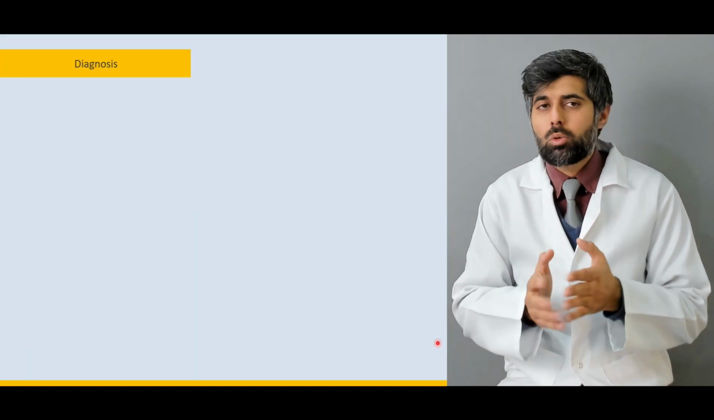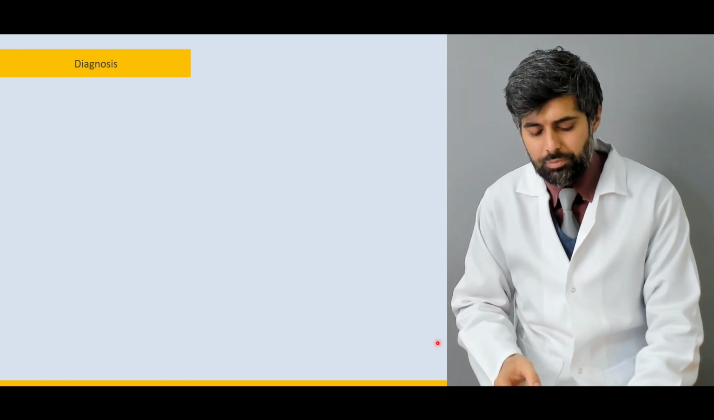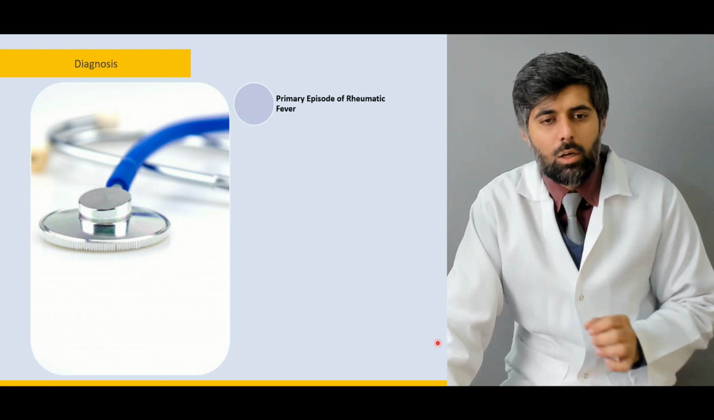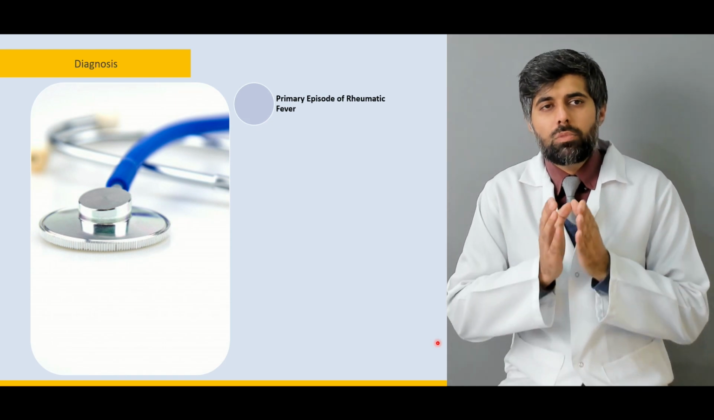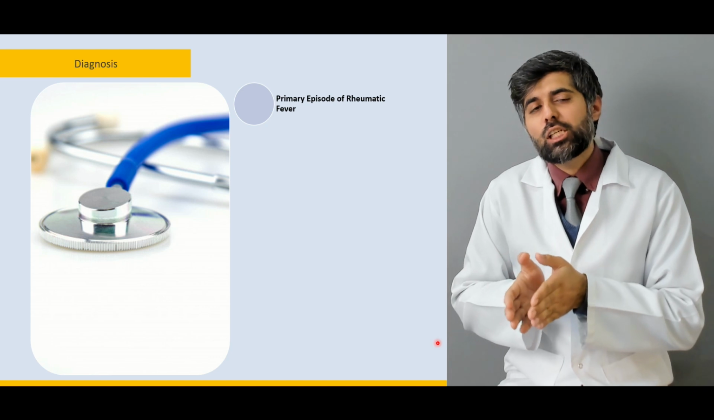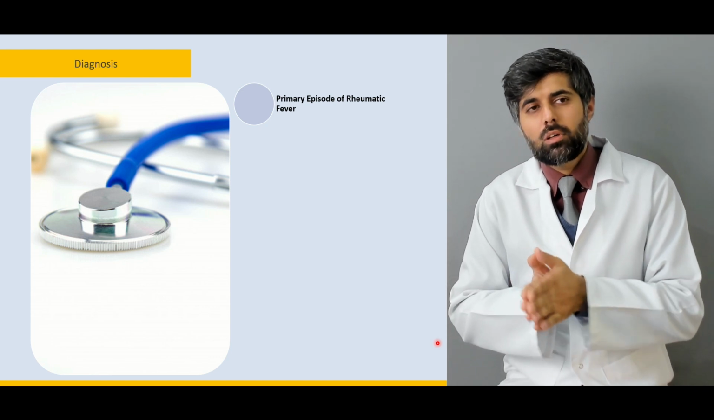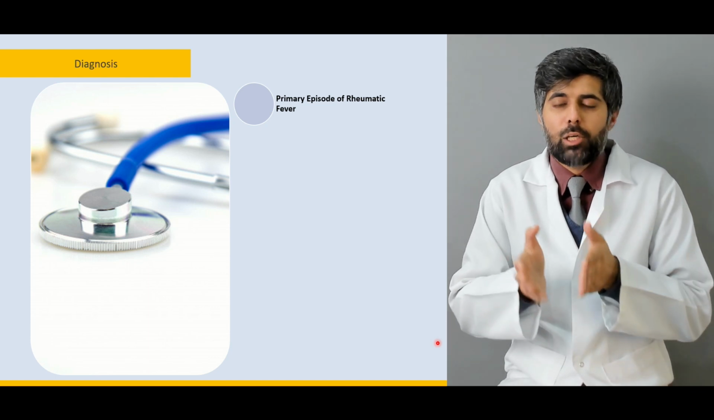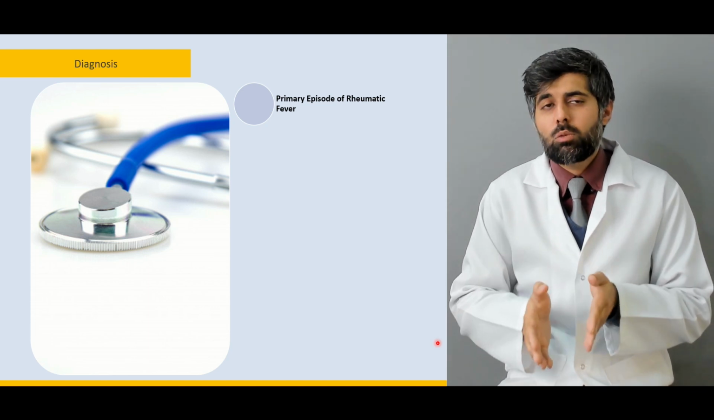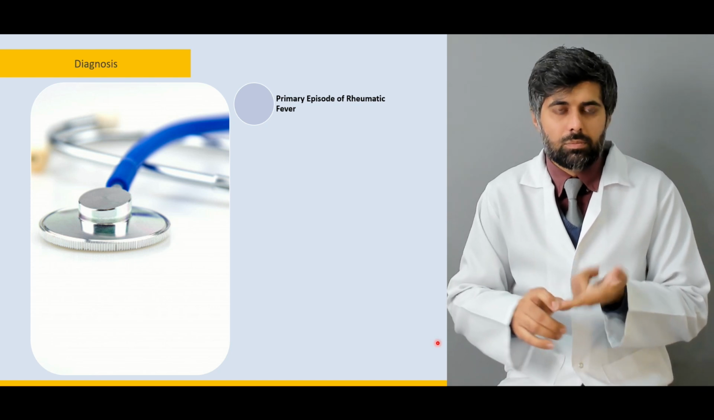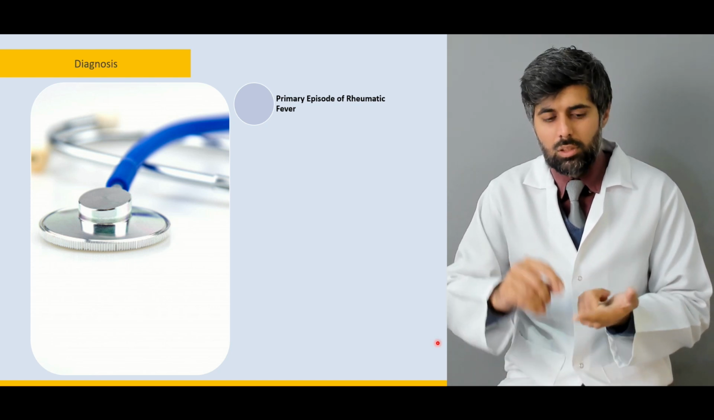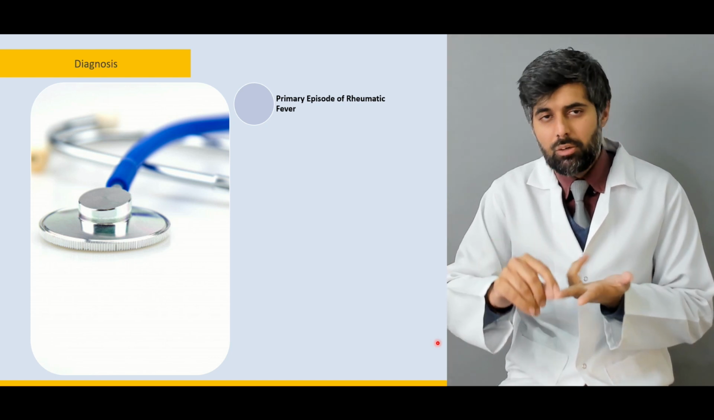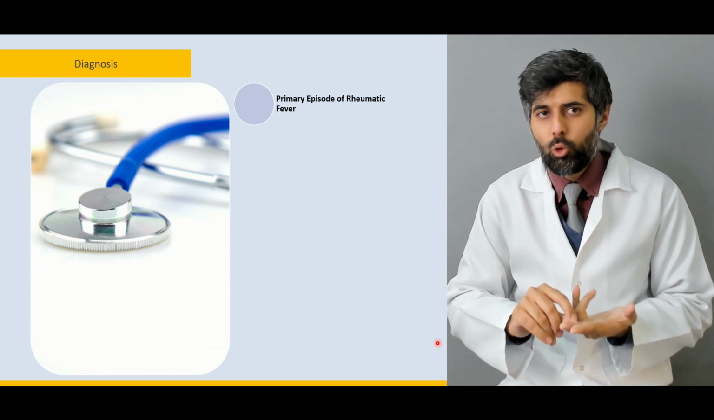Next, we'll talk about the diagnosis. Now, there are major manifestations of acute rheumatic fever and minor manifestations of acute rheumatic fever. The major ones are carditis, arthritis, subcutaneous nodules, erythema marginatum, and chorea.